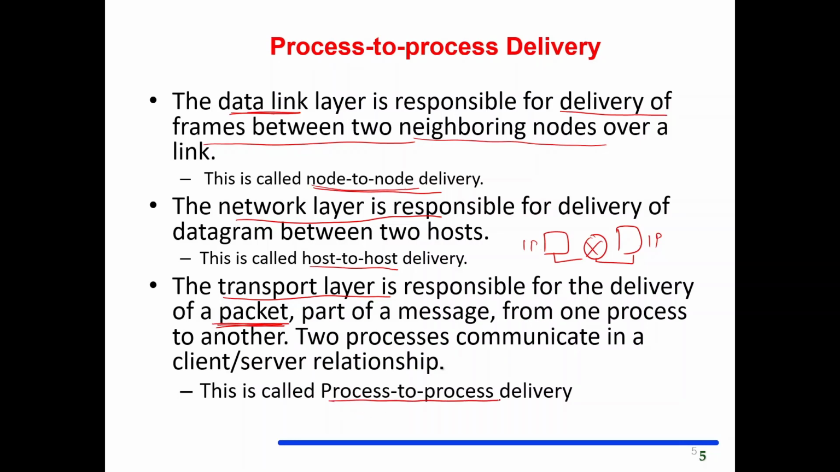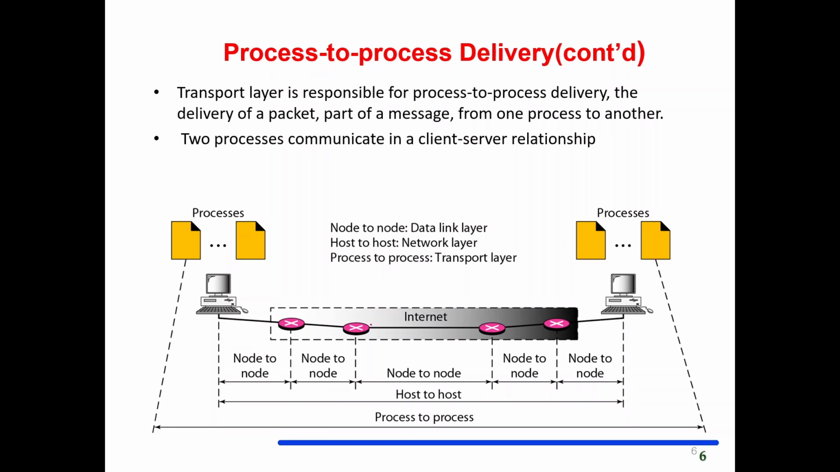So we call this a process to process delivery, whenever the communication happens in the transport layer. The communication in the network layer is a host to host delivery, and in the data link layer, the communication we call a node to node delivery. So we can see here a clear picture of what host to host delivery, process to process delivery, and node to node delivery are.